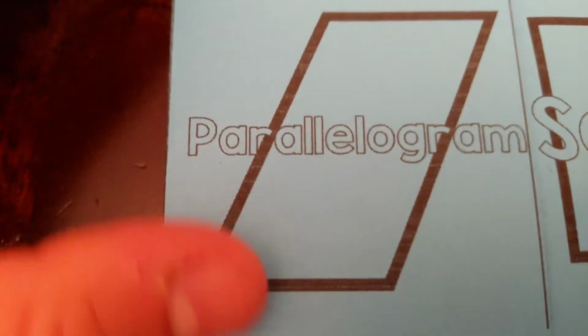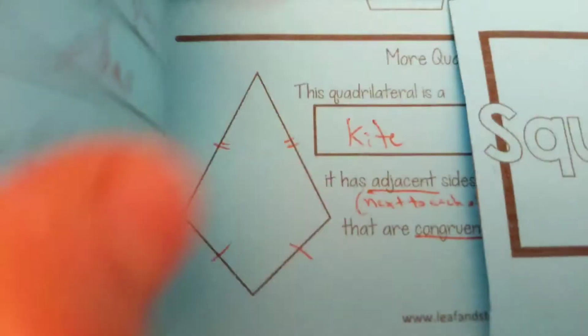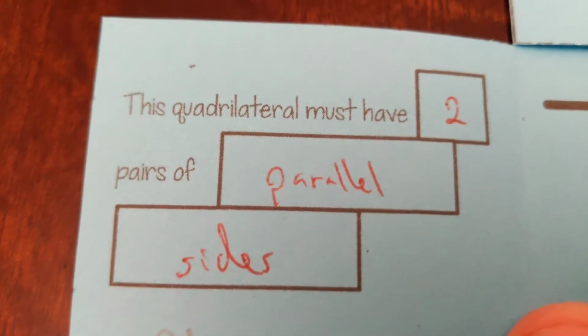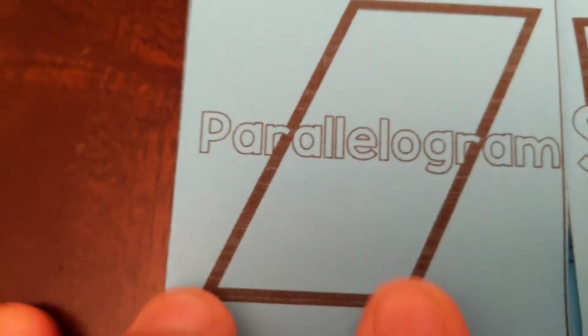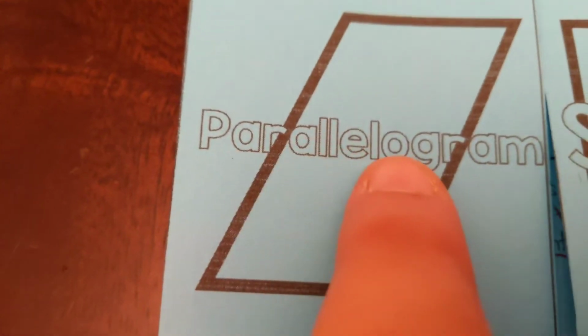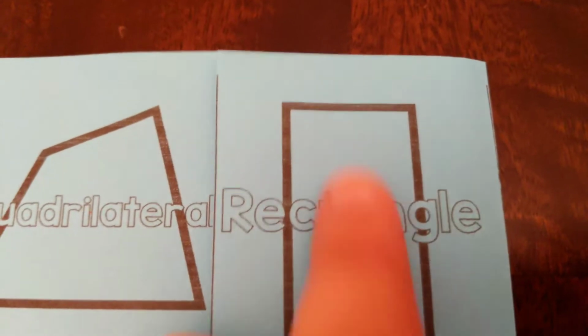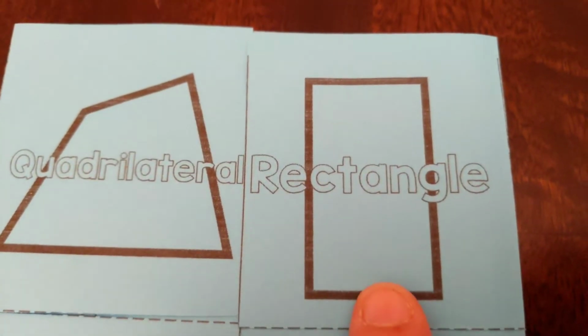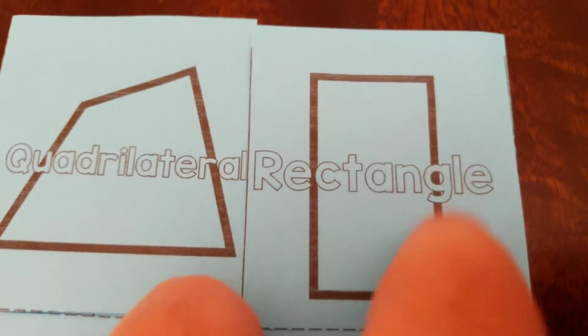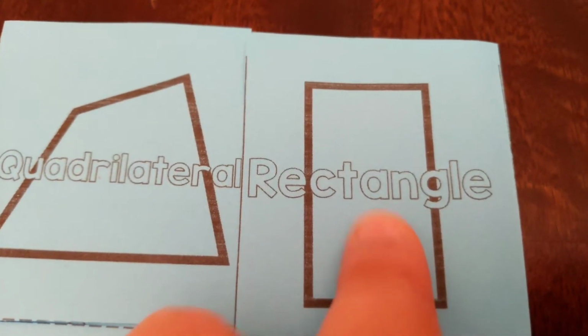So let's talk about a parallelogram now. It's gonna go backwards, so parallelogram will be next, this one right here on the bottom. A parallelogram must have 2 pairs of parallel sides. If you notice, this line and this line are parallel to each other, and this line and this line are parallel to each other. In a rectangle, it's exactly the same thing. The top and the bottom are parallel to each other, and the left and the right are also parallel to each other. So that's why a rectangle is also considered a parallelogram.